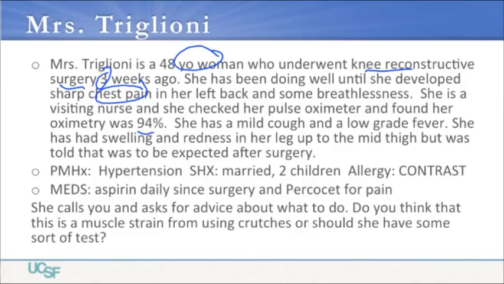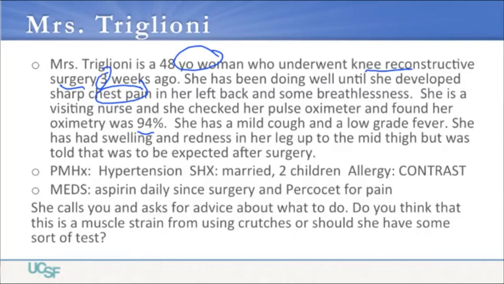She's had swelling and redness in her leg up to the mid-thigh on the leg that was involved in the surgery, but she was told that was to be expected after surgery, and she doesn't believe it's any worse than it was yesterday. Her past medical history is notable for high blood pressure. Her social history, she's married with 2 children, and she has a contrast dye allergy.